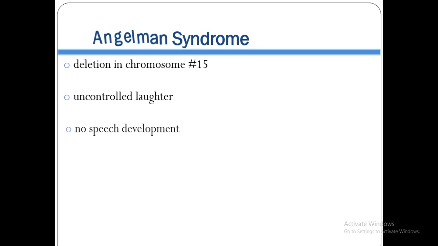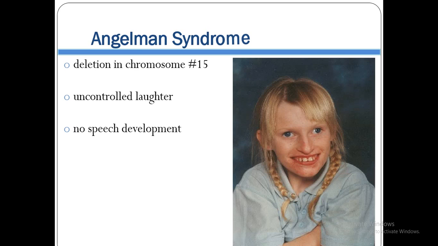Aside from DiGeorge and Cri-du-Chat syndrome, we have Angelman syndrome. This is the deletion of chromosome 15. These individuals have uncontrollable laughter and poor to no speech development.